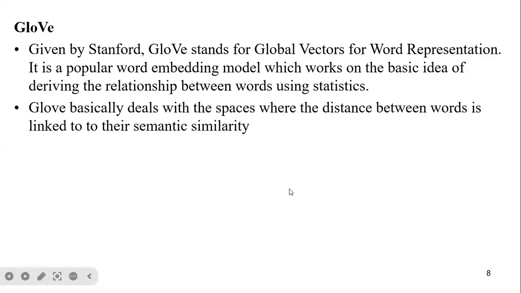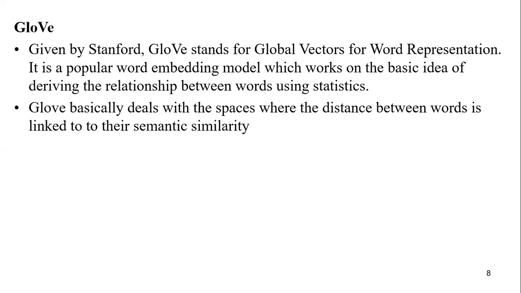Next we have one more model called the GloVe model, which is mainly given by Stanford University. GloVe stands for Global Vectors, used for word representation. It is one of the popular word embedding models which works on the basic idea of finding out the relationships between the words. It uses cosine similarity calculations and statistics to find the relationship between the words. GloVe finds out the distance between the words and then finds the semantic similarities.